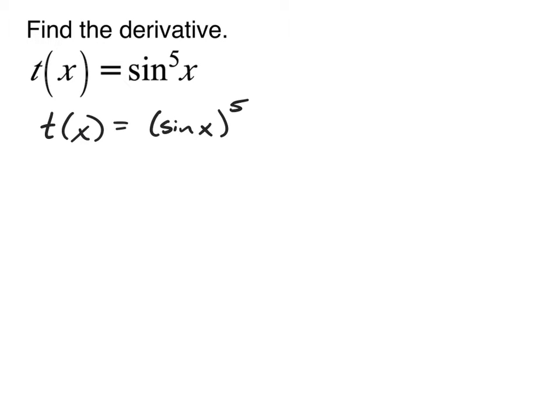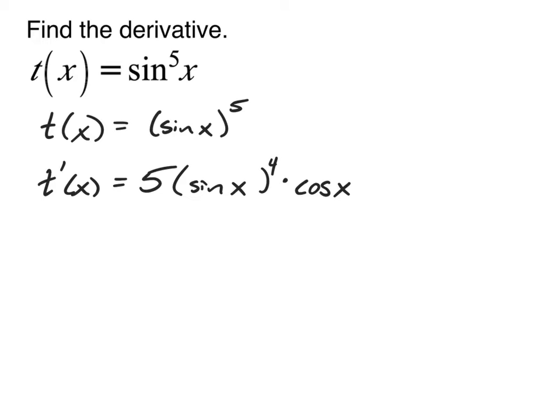And so now it makes it a lot easier to see that our inner function is sine and our outer function is something to the power of 5. And so I can now jump in and start finding my derivative. So t prime of x here is going to be 5 times the exact same thing to the power of 4. And so whatever that inner function is, that's what gets plugged in here. So that's still going to be sine of x inside of there. It's just that then I have to multiply it by the derivative of that inner function. So the derivative of sine, of course, is cosine. And so that would be our derivative.